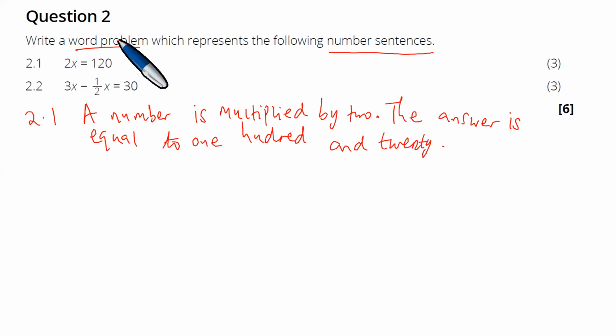So a number x is multiplied. You don't have to say number x, but you say a number is multiplied by 2 because we take the number x, we multiply it by 2, and the answer is equal to 120. So we have converted this problem into a word problem. Okay, right? So 2.2. What do you think the 2.2 should be? How can you convert it to a word problem? So you describe it and now you do it like we did in 2.1.